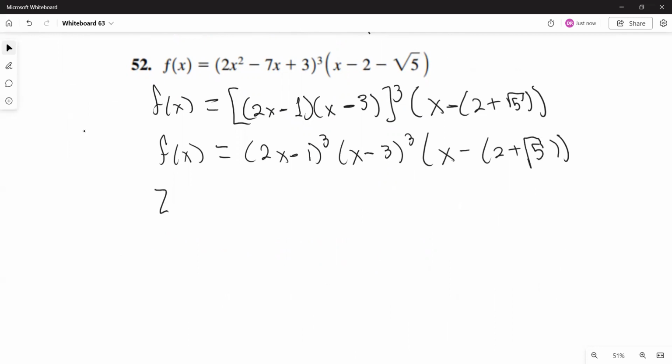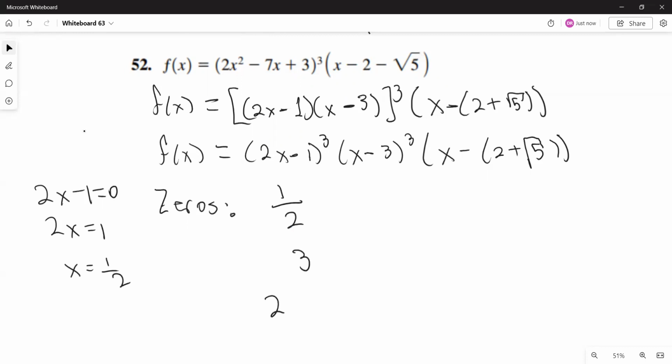And the zeros are going to be, well, you know that 2x minus 1 equals 0 implies that x is 1/2. Okay, so the zeros are 1/2, 3, and 2 plus square root of 5. Where 1/2 and 3 have multiplicity 3. So 1/2 has multiplicity 3, and 3 has also multiplicity 3.